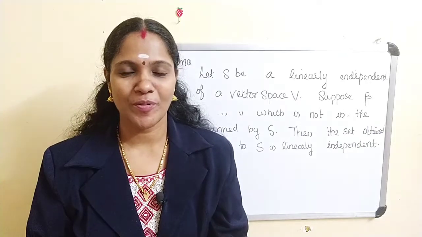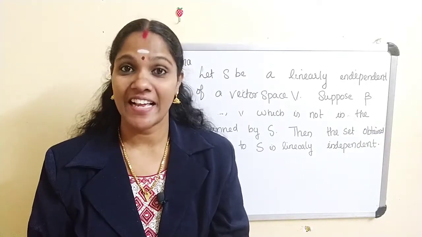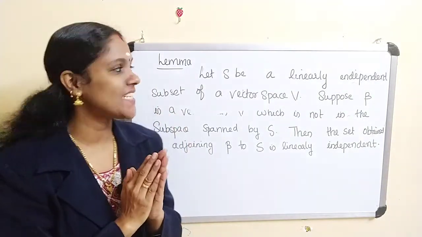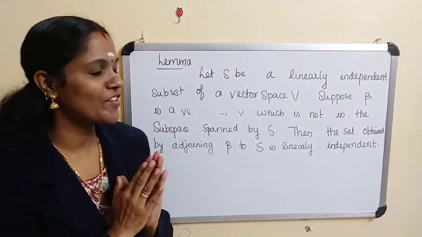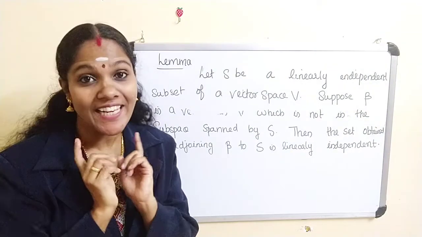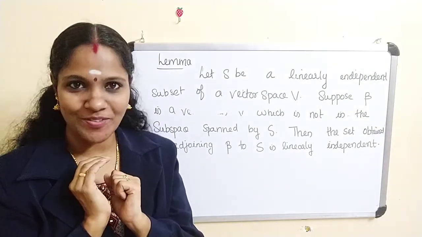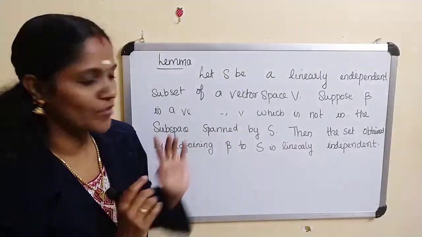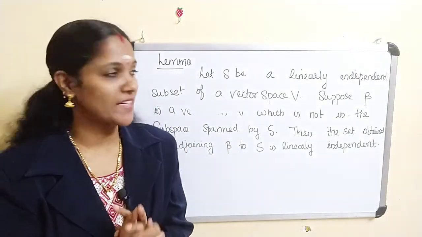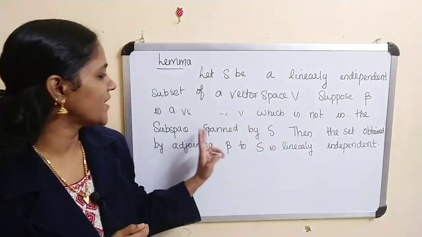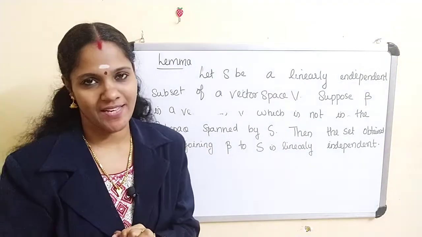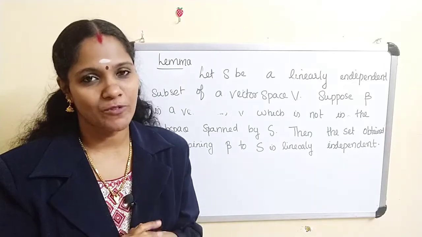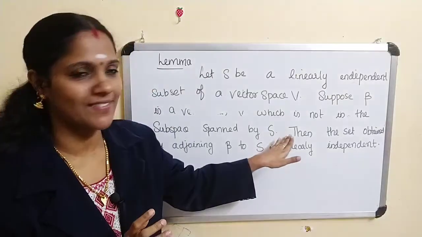Now we are going to prove one of the interesting results, a lemma. The lemma says: let S be a linearly independent subset of a vector space V. Suppose beta is a vector in V which is not in the subspace spanned by S.